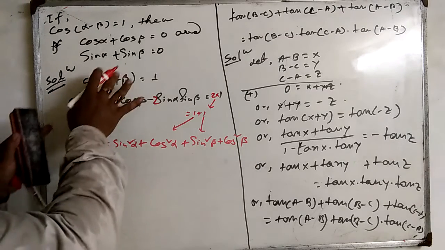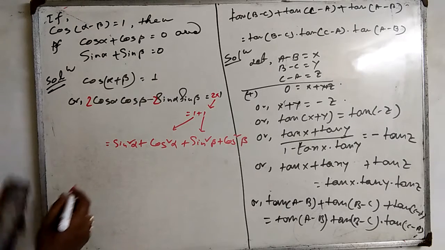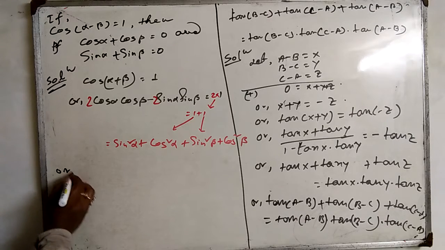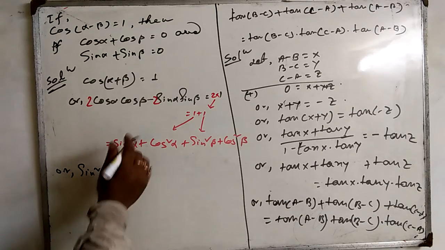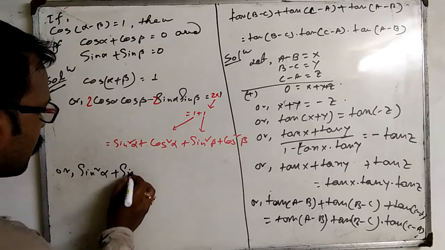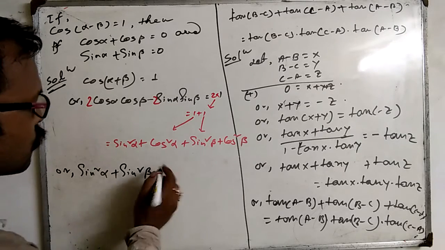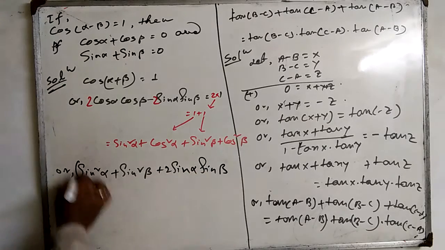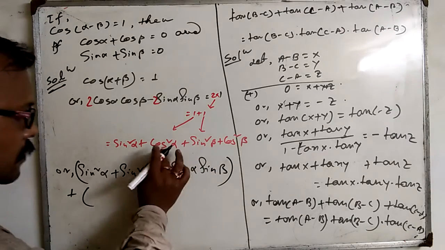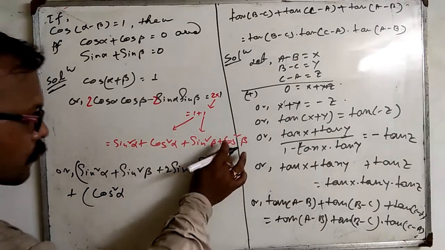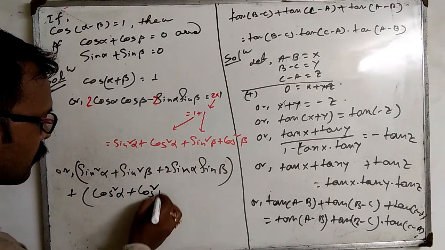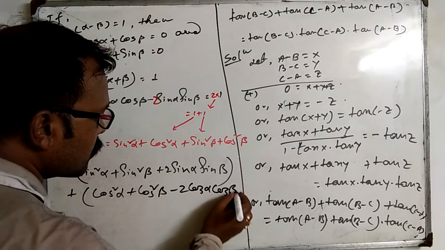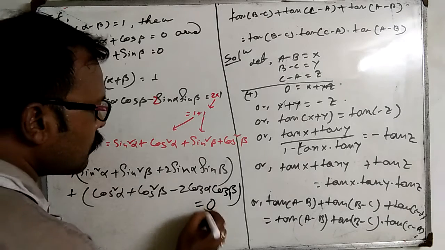Just as we transfer from the left hand side to the right hand side, we get sine square alpha plus sine square beta plus 2 sine alpha sine beta, and then cos square alpha plus cos square beta plus 2 cos alpha cos beta, that will be 0.